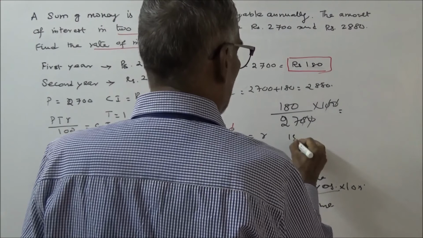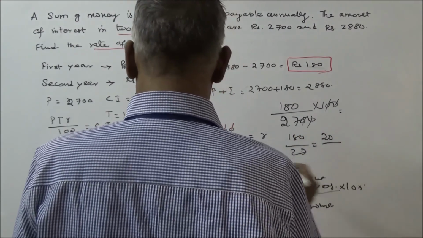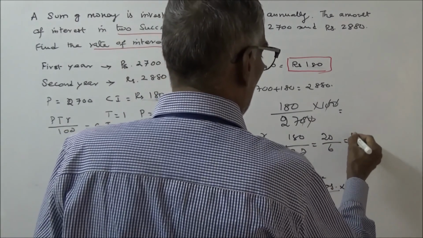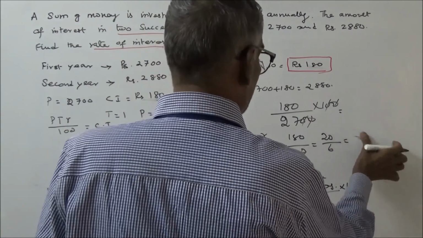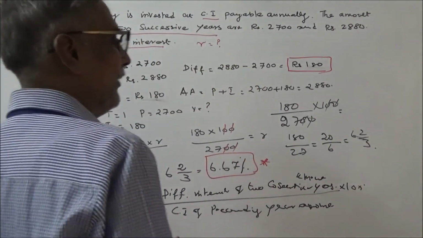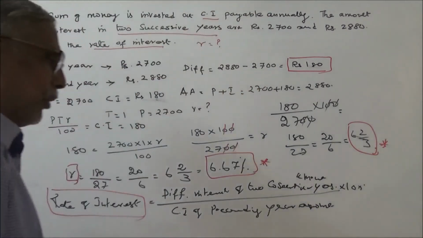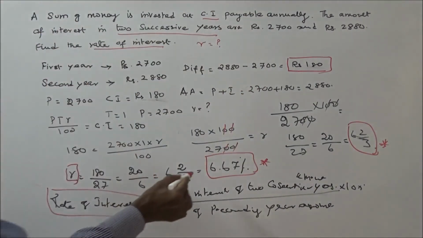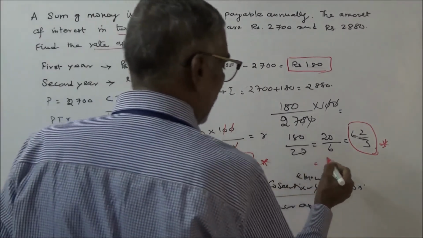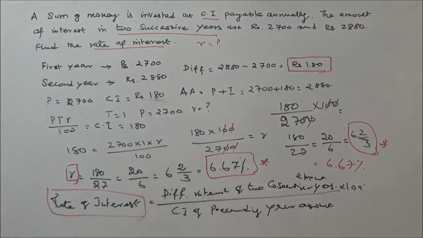Again you will get 180 by 27 and 20 by 6, 6 into 2 by 3. So by using this formula we can straight away calculate the amount difference divided by what is the amount. So the answer is 6.67%. By using the formula you get the answer, rate of interest is 6.67. This way you have to work out this problem.